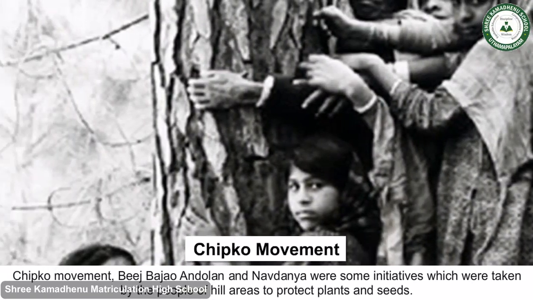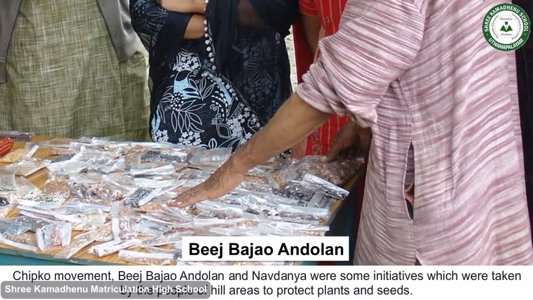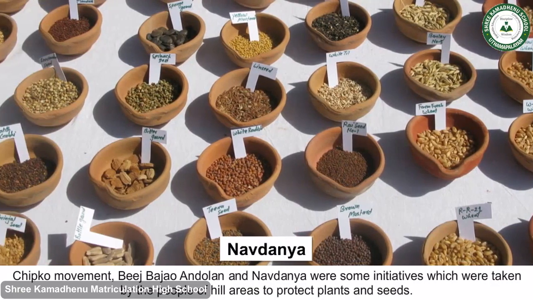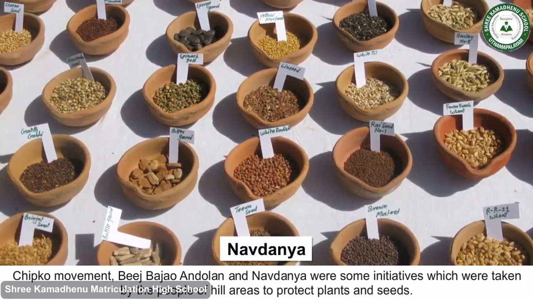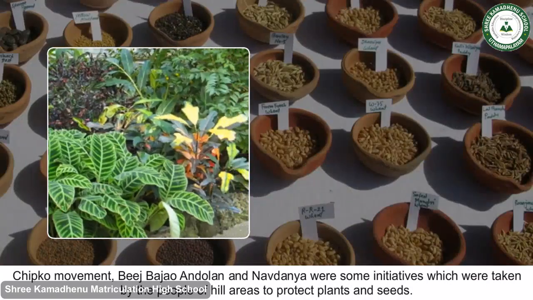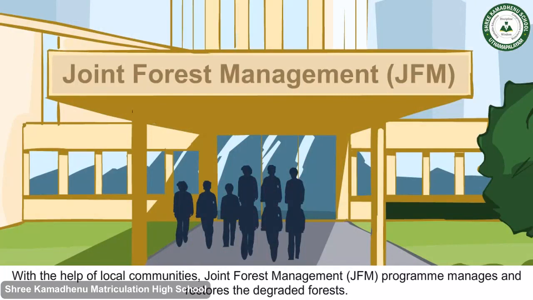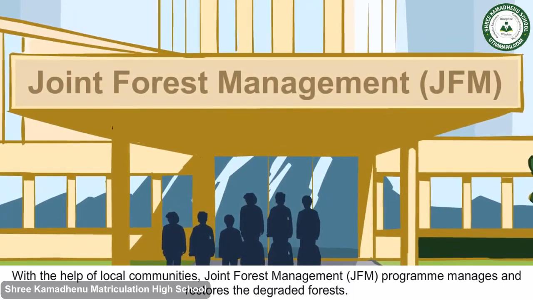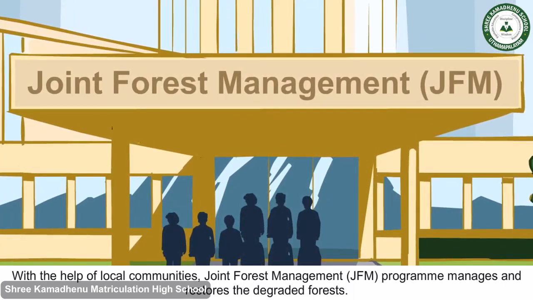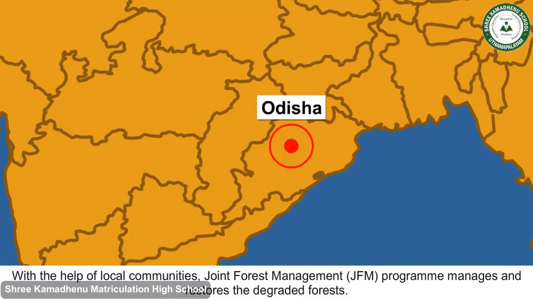Chipko movement, Bij Bachao Andolan, and Navdanya were some initiatives which were taken by the people of hill areas to protect plants and seeds. With the help of local communities, Joint Forest Management or JFM program manages and restores the degraded forests. JFM program was first started in Odisha state.